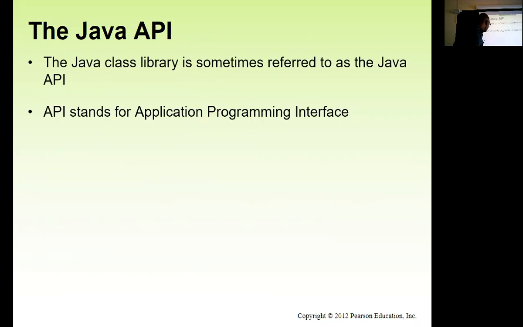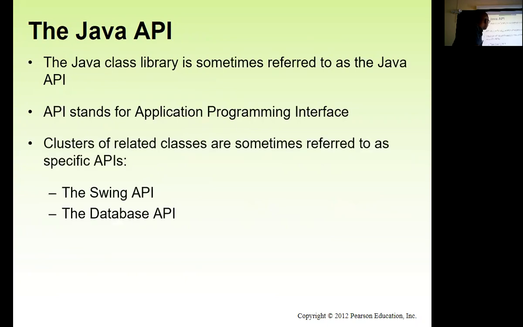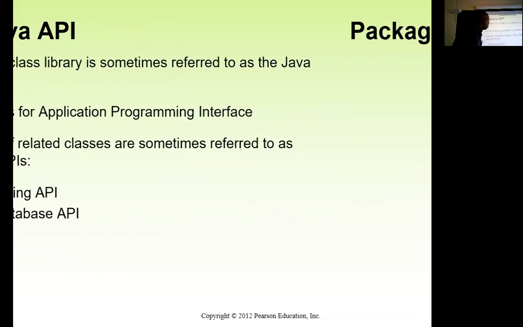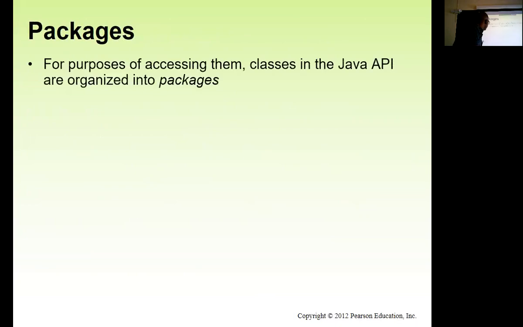All right. Now, documentation is available for all the things that are in the API. And sometimes you will hear people refer to specific APIs, like a special set of packages called Swing, or the database API.